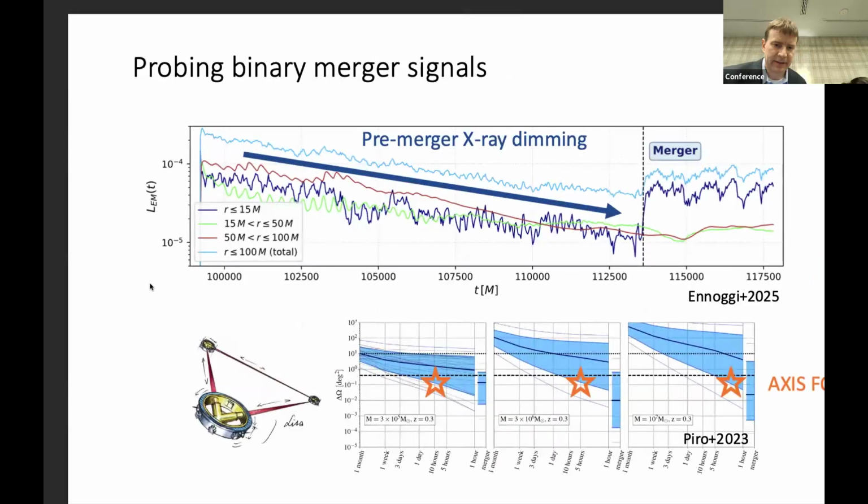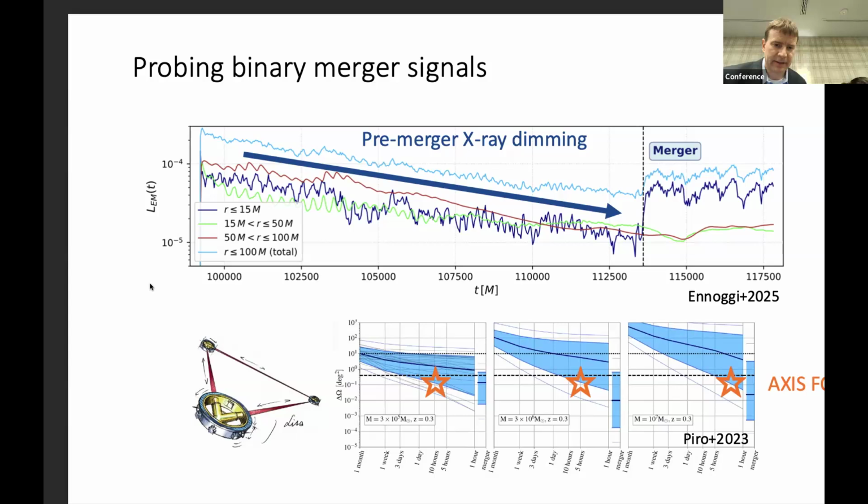So in the last few minutes, I will talk about the synergies between AXIS and the LISA, which will observe massive black hole binaries at the in-spiral stage and the merger stage. And here, this is a prediction of the luminosity of the merging binary a few orbits or a few tens of orbits before merger. And the different colors are measured luminosities within some radius.